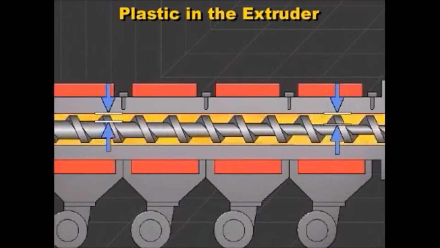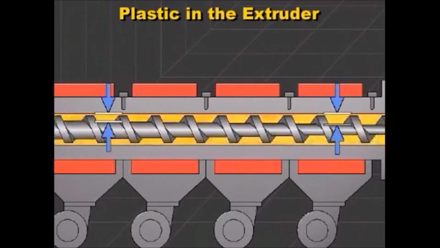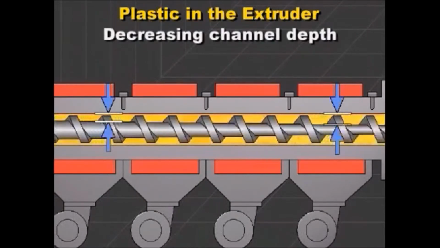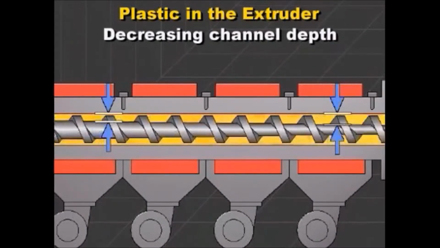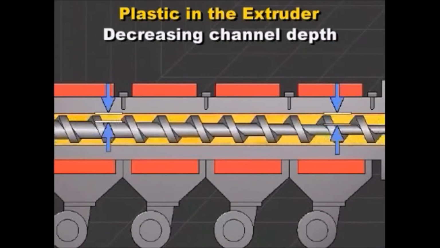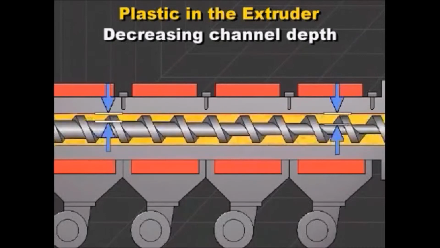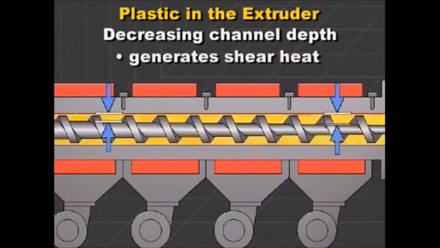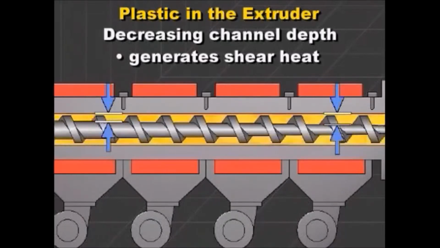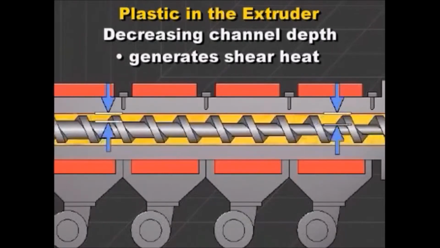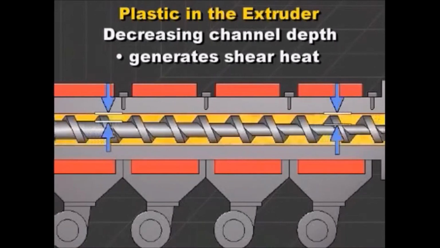As the plastic is conveyed forward along the screw, the channel depth decreases, forcing the plastic through a smaller area. The combination of compression and screw rotation causes friction, which generates heat. This is called shear heating. This heat, along with the heat from the barrel heating system, melts the plastic.